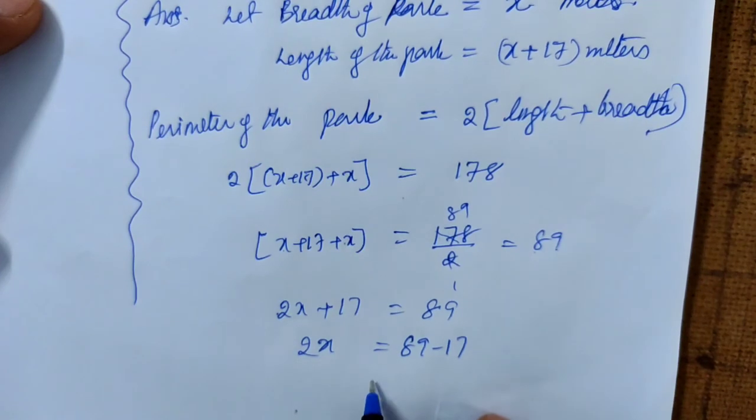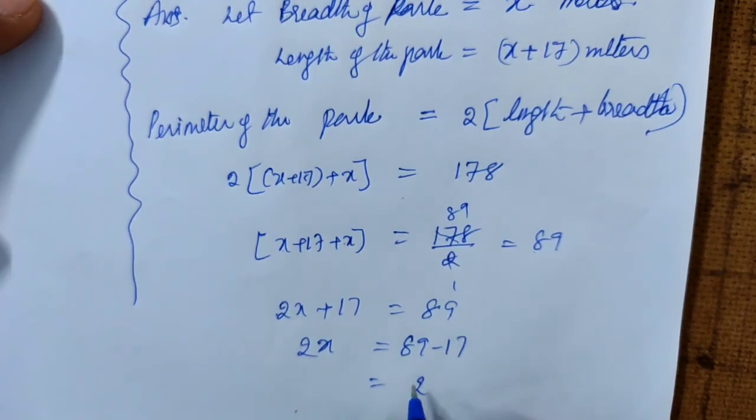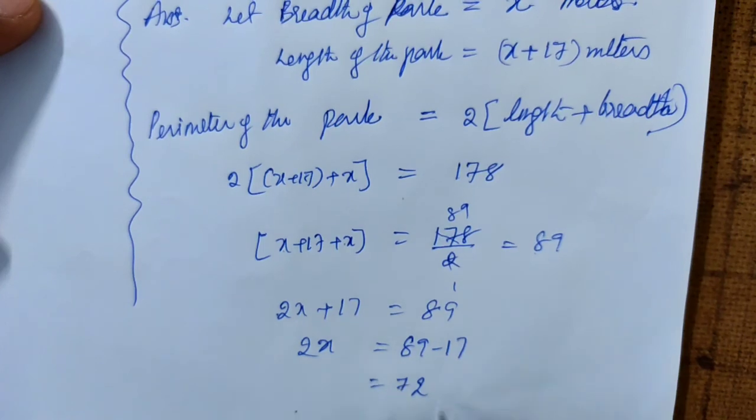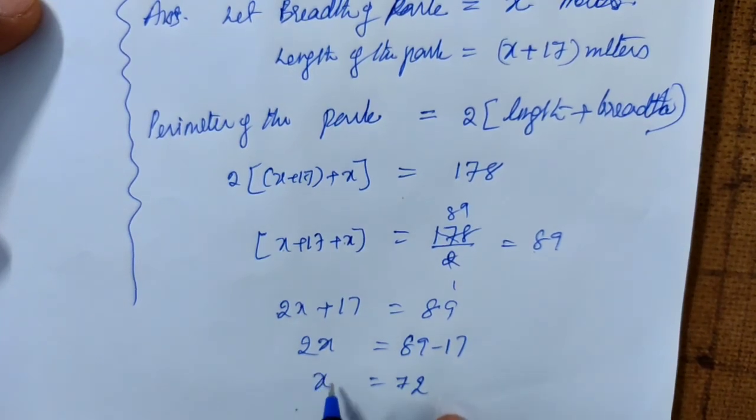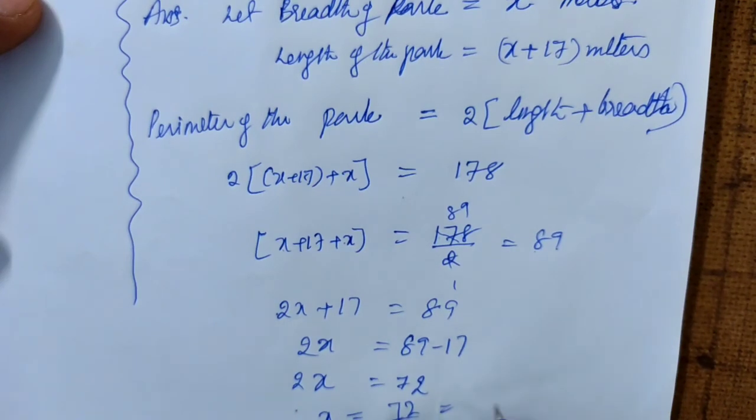Okay, so how much is it? 9 minus 7 is 2 and 8 minus 1 is 7. So 2x is equal to 72. Therefore x is equal to 72 by 2, which is equal to 36. So the value of x is 36.